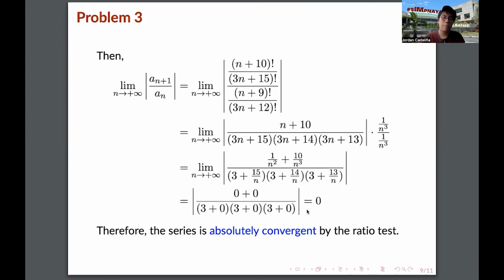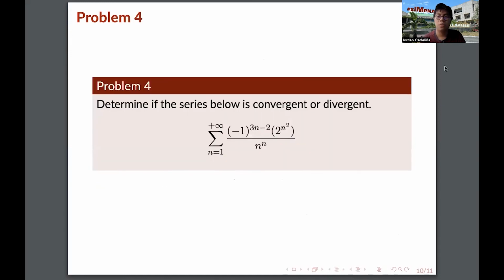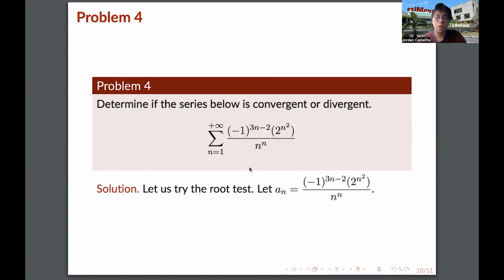Okay, let's now proceed with problem number 4. Determine if the series below is convergent or divergent. So the summation, n equals 1 to positive infinity, negative 1 raised to 3n minus 2, times 2 to the n squared, all over n raised to n. So pause if you want to solve this first. Okay, so let's see the solution. Notice that all of these have the exponent n. So we can use the root test here. So let's try the root test.